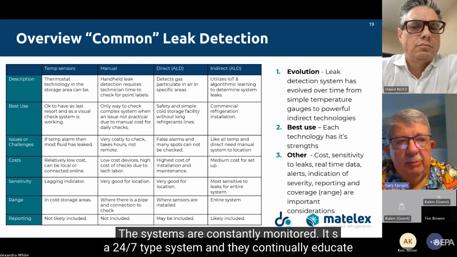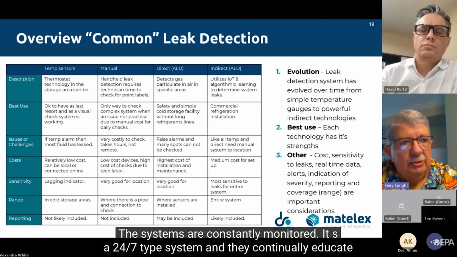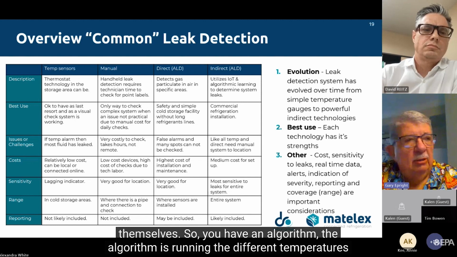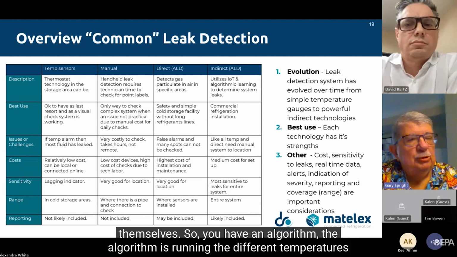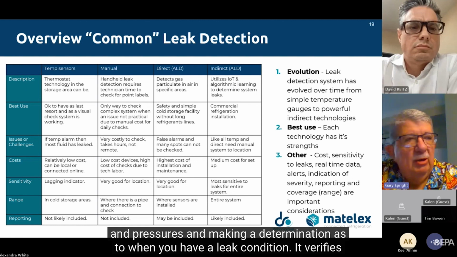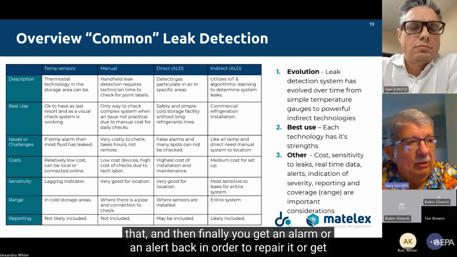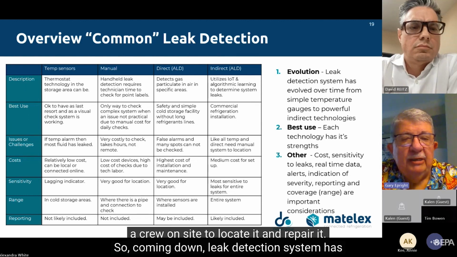The systems are constantly monitored. It's a 24/7 type system, and it continually educates itself. So you have an algorithm. The algorithm is running the different temperatures and pressures and making a determination as to when you have a leak condition. It verifies that, and then finally you get an alarm or an alert back in order to repair it or get a crew on site to locate it and repair it.